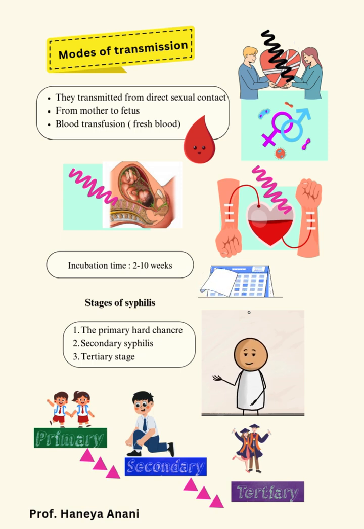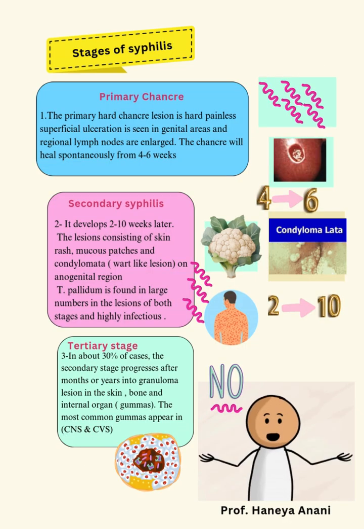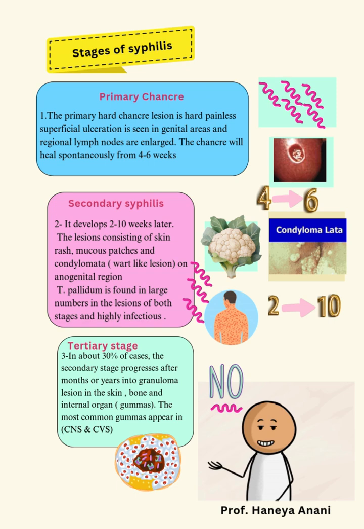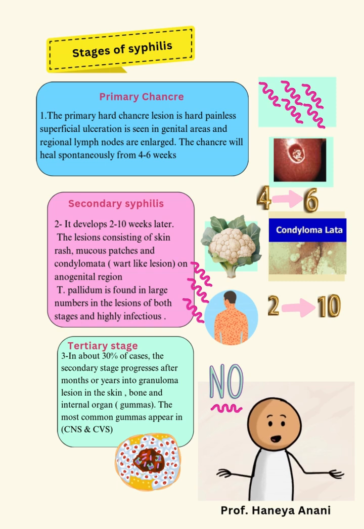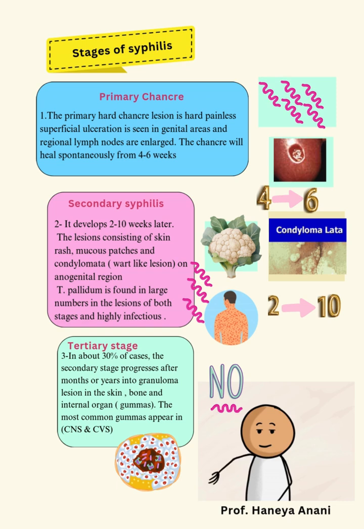Stages of syphilis. The primary hard chancre. Secondary syphilis. Tertiary stage. Chancre, primary syphilis. 1. The primary hard chancre lesion is a hard, painless, superficial ulceration seen in genital areas, and regional lymph nodes are enlarged. The chancre will heal spontaneously from 4 to 6 weeks.